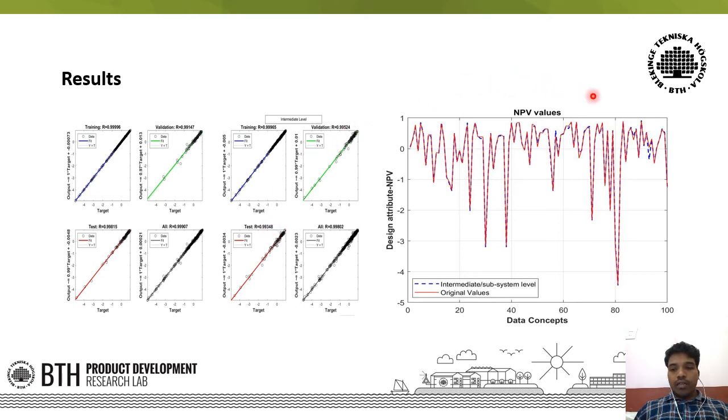The figure on the right shows the predictive capability of the derived neural network, where 30% of unused neural net present value data was given as an input to the equation of the derived neural network, resulting in the data with consistency at both the intermediate as well as component level. The blue line here represents the data obtained at intermediate level, and the red line represents the data obtained at component level.